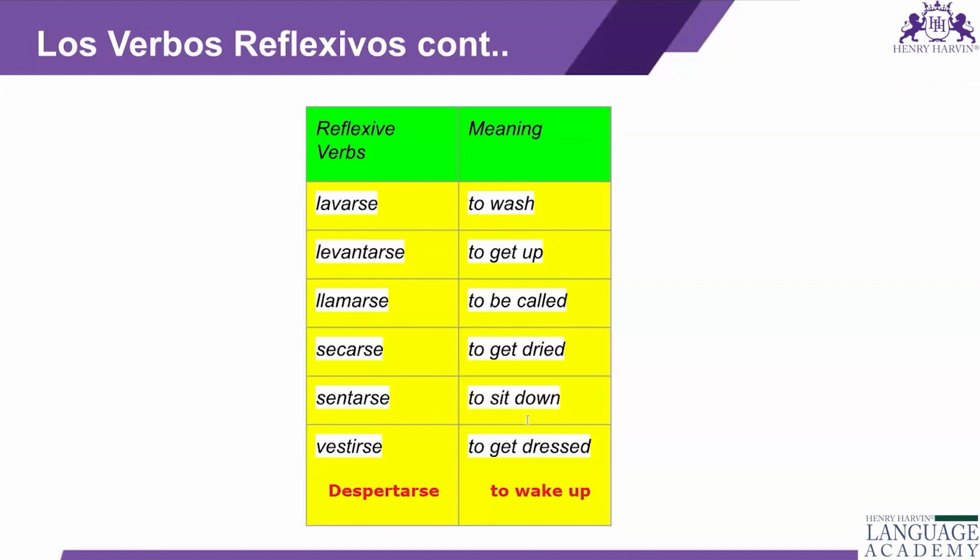सारे जो है प्रेजेंट टेंस की वर्ब है. अभी हम प्रेजेंट टेंस ही कर रहे हैं. Okay. Everything is in present tense. Vestir is irregular. It changes as E to I. And despertarse also changes as E to I.